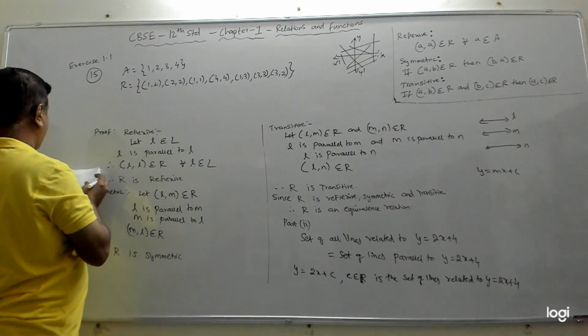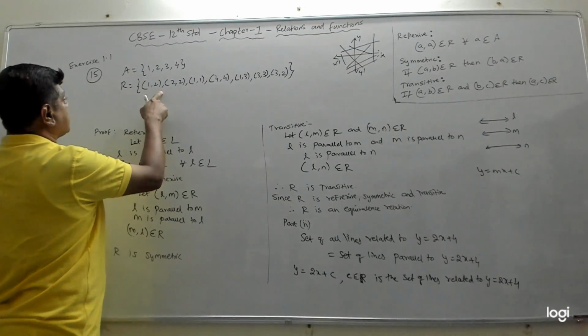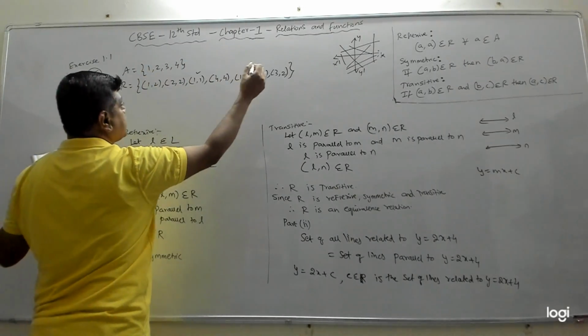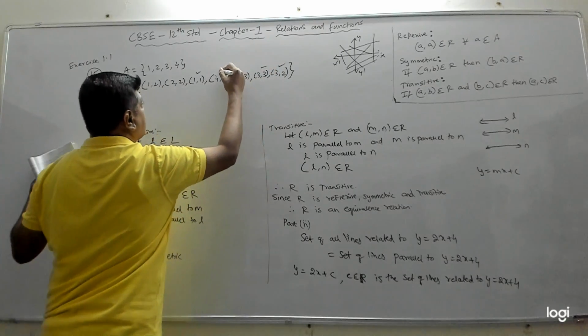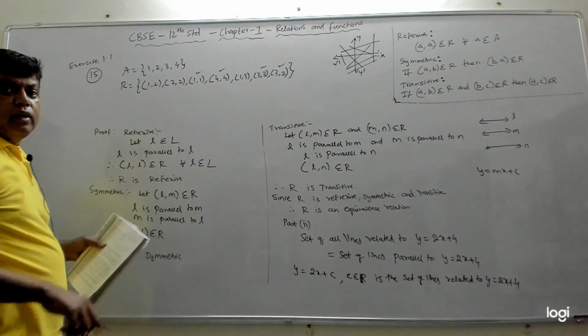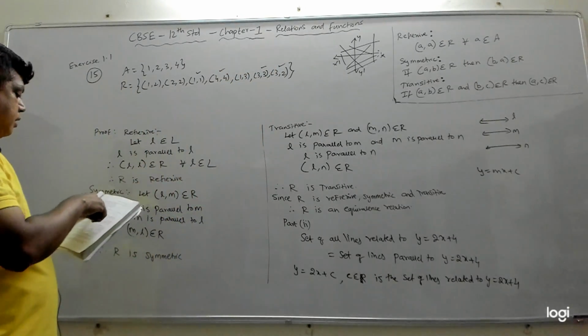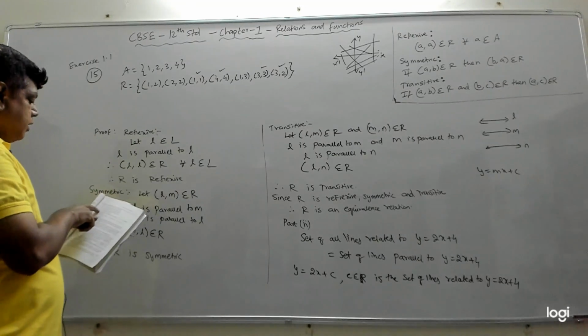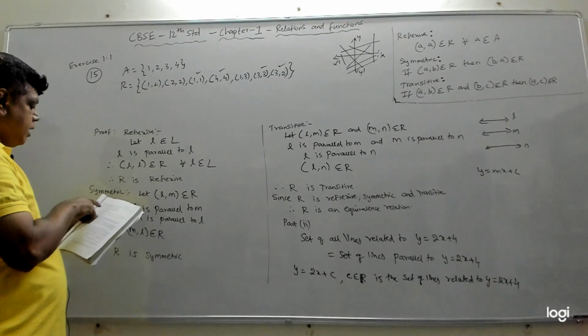Now, is R reflexive? Let's check whether R is reflexive. R reflexive means (1,1) should be there, which is there. (2,2) is there, yes. (3,3) is there, (4,4) is there. So therefore R is reflexive. R is reflexive means definitely not option C. It should be either A, B or D.